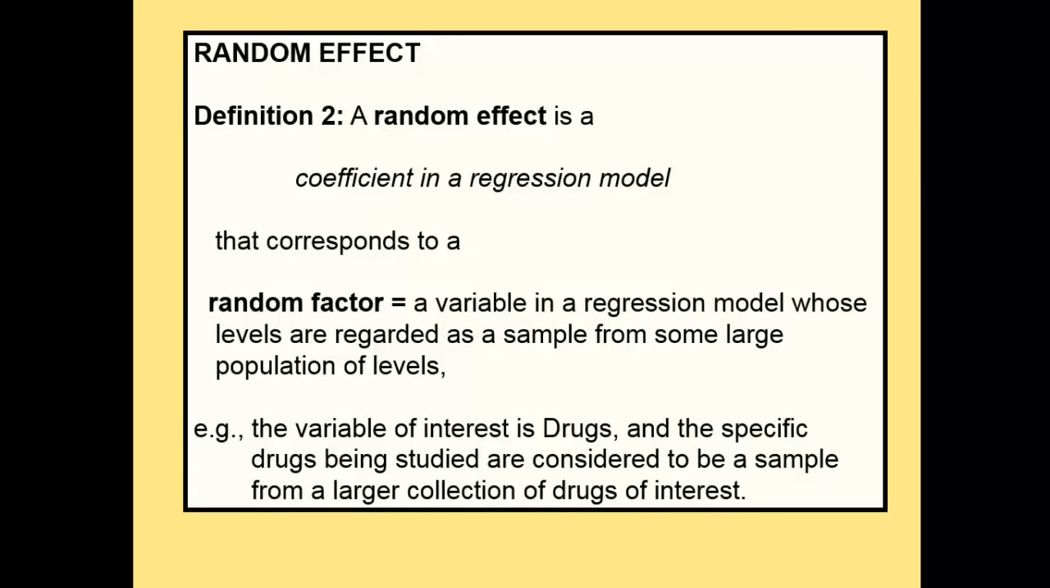Okay? If you're only interested in the particular 3 drugs, then drugs is considered a fixed factor, and the coefficient of the drug variable is going to be a fixed effect. But if you're not interested in the specific ones, and you consider a larger collection of drugs, then drugs is treated as a random effect in the model. Drugs is a random factor, and the effect of drugs is a random effect. I'm not really saying it as well as I would like to, but anyhow, that's what you need.